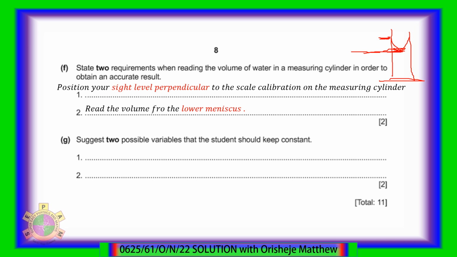Suggest 2 possible values that the student should keep constant in this experiment. The amount of water, 200, you are already given, you keep it constant. The volume of water, keep it constant. The room temperature, keep it constant throughout the experiment. So the time interval of measuring the temperature drop, you keep it constant.